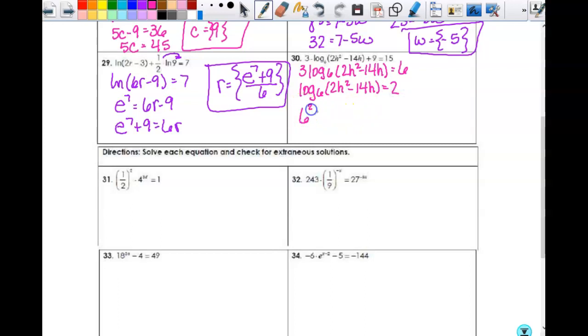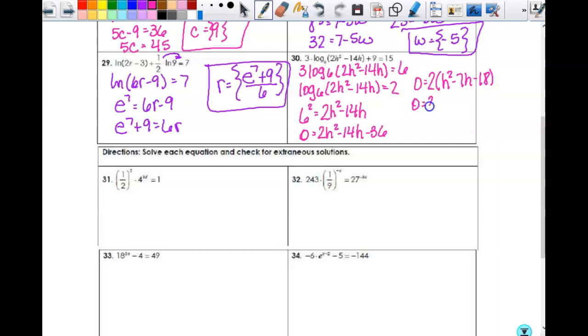So 6 squared equals 2h squared minus 14h. So that's 36, and I can set this equal to 0. So 0 equals 2h squared minus 14h minus 36. I'm going to factor out the 2, not divide out the 2, factor out the 2. 0 equals 2 times h squared minus 7h minus 18.